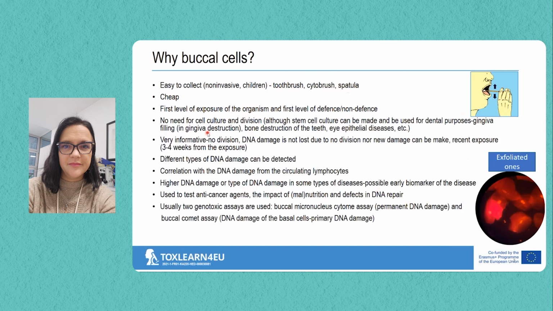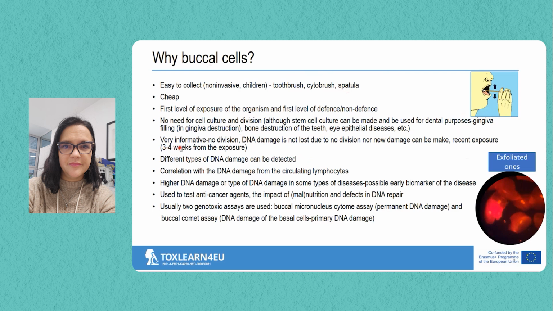There is no need for cell culture and division when you are using the buccal cells, but the name buccal cells refers to all cell types that you can find in your mouth. I will explain later what that means, because you also have basal cells, and you can make some stem cell culture from the basal cells. And those stem cells can be used for gingiva reconstruction, bone reconstruction of the teeth, and eye epithelial diseases. We will talk today only about the exfoliated ones, not the gingiva ones.